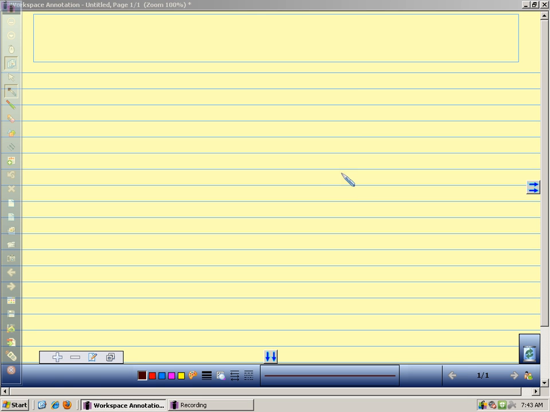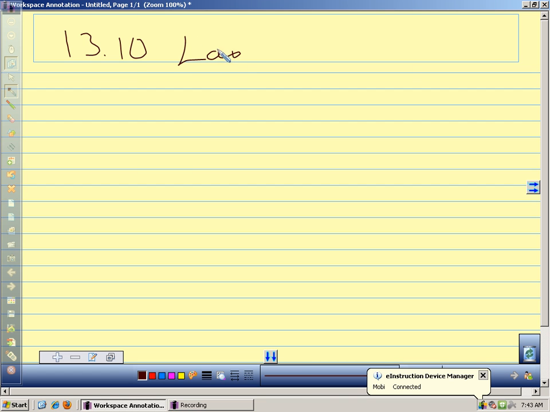So we're in section 13.10. This is our last section of the chapter. And we're going to work on a new method for optimization when we have constraints.